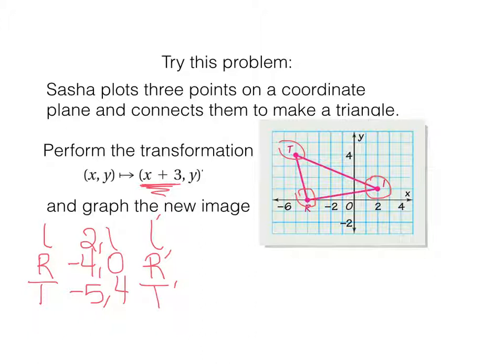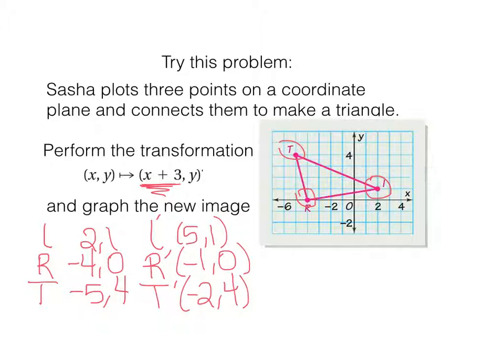So 2 plus 3 would give me 5. The y stays the same. Negative 4 plus 3 would be negative 1, and the y stays the same. And then negative 5 plus 3 is negative 2, and the y stays the same. So what does that new image look like on your graph? Well, let's check your work.